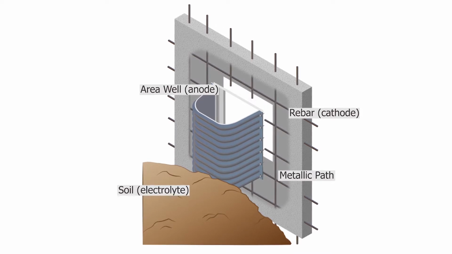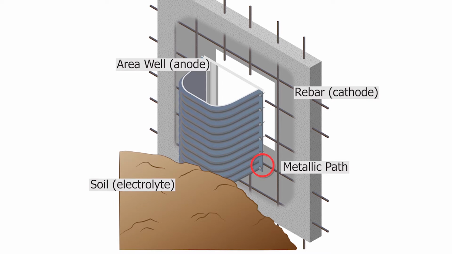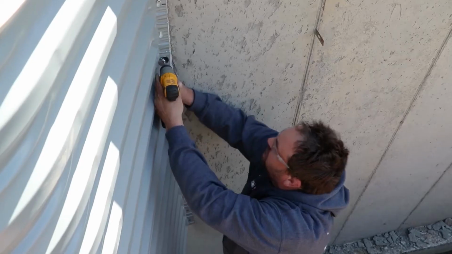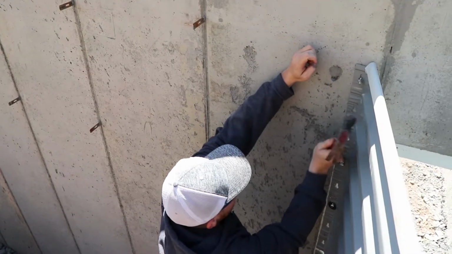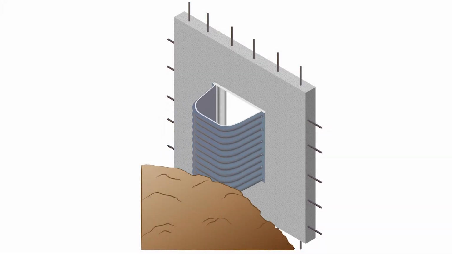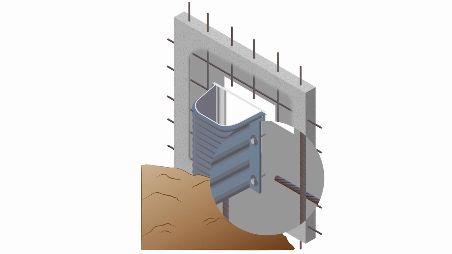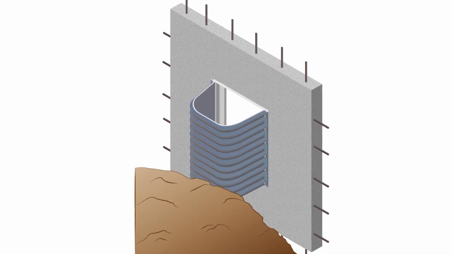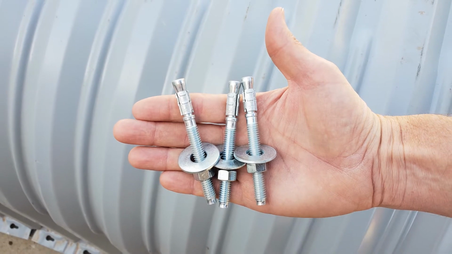A metallic path is created when the area well comes in contact with the rebar, either through rebar touching a metal buck or, on wall mount area wells, when an attachment bolt comes in contact with rebar during the installation process. If the attachment bolts or buck are touching the rebar, a metallic path is established. If there is no metallic path, the circuit is not completed and a corrosion cell will not form. Therefore, the best way to prevent a corrosion cell from forming is to ensure the buck and the attachment bolts do not come in contact with the rebar in the foundation.